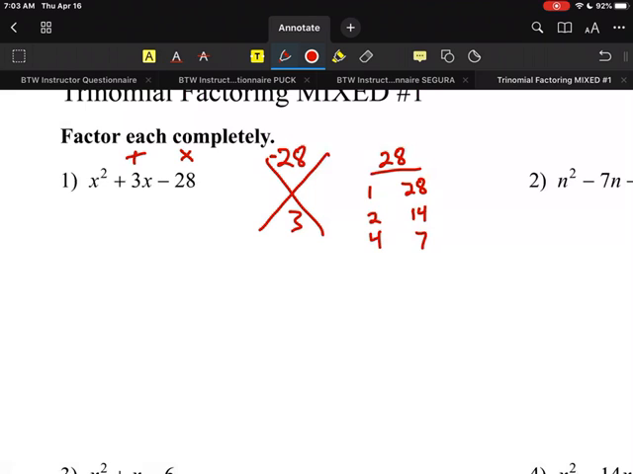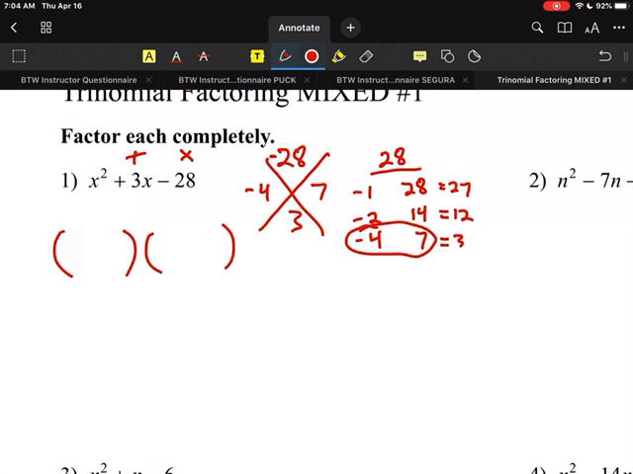Okay? So now we do have a negative 28. So one of these columns needs to be negative, right? And to figure that out, you look at your bottom number, the 3. So since it is positive, your bigger number is positive. So I'm going to make the smaller number negative. All right? So then we add straight across. Negative 1 plus 28 is 27. That doesn't work. Negative 2 plus 14, that's 12. Doesn't work. Negative 4 plus 7 is 3. Bingo. So negative 4 and 7.